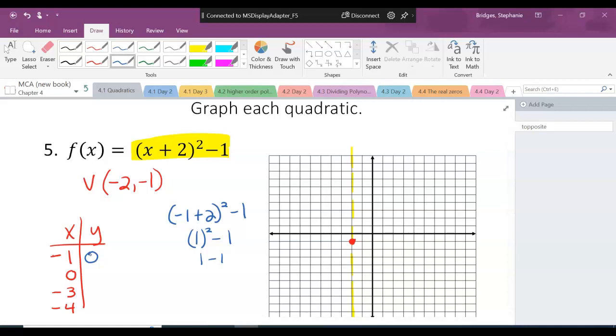I want you to repeat the process for 0. Then repeat the process for -3 and repeat the process for -4. Okay, we plugged in -1. Now plug in 0, then plug in -3, then plug in -4.